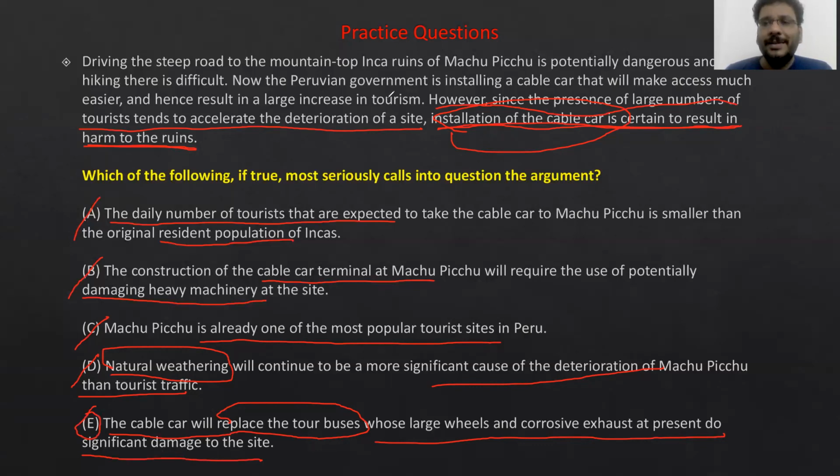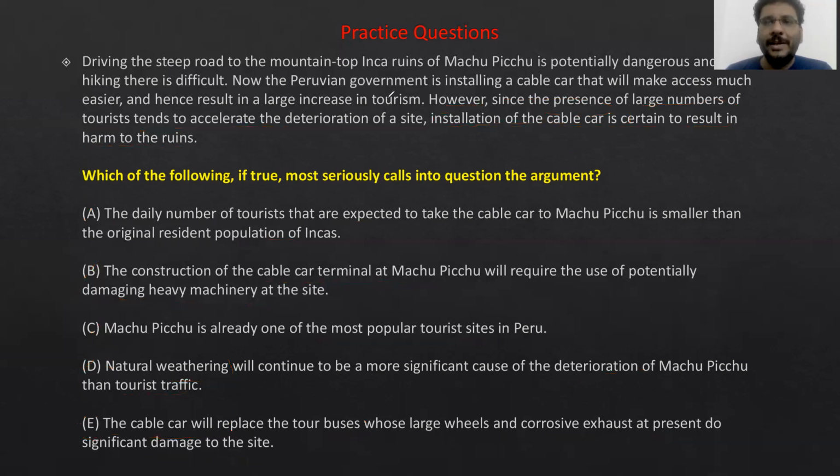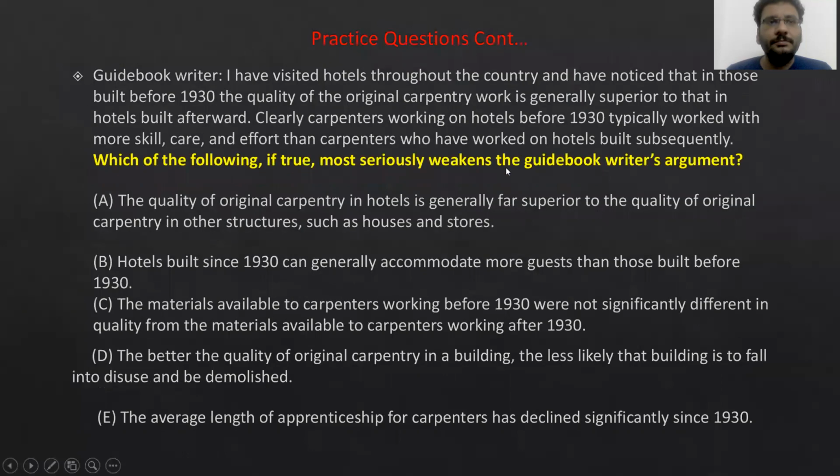So I hope you're clear with this. So let's do one more question and see if we can do this. So let's read the argument. Before we read, we've got to read the question stem. So what does the question stem say? It says, which of the following, if true, most seriously weakens the guidebook writer's argument? So you've got to weaken the guidebook writer's argument or his conclusion. So let's see what the guidebook writer says.